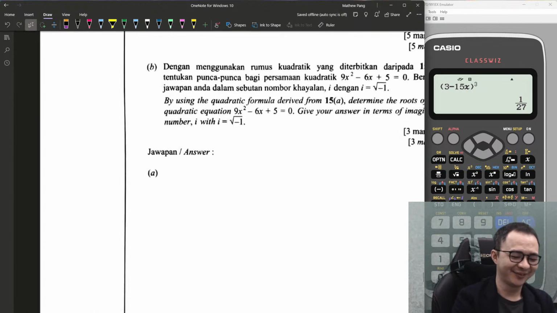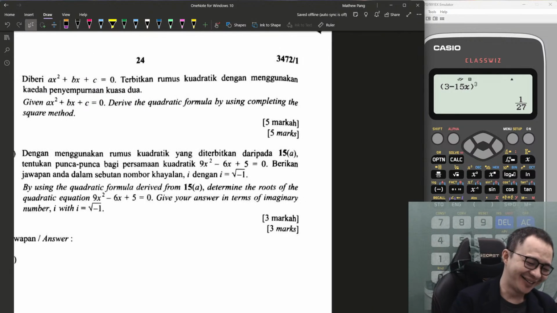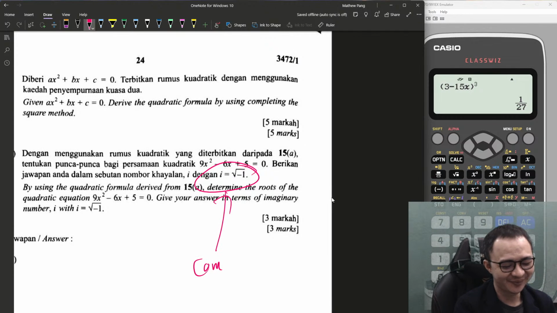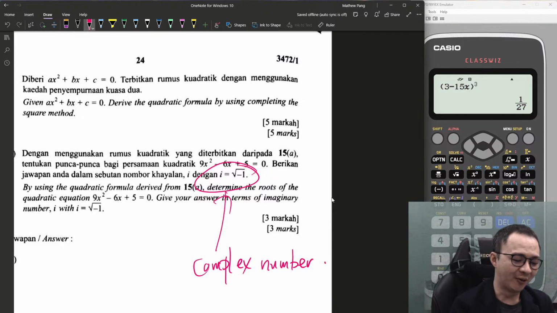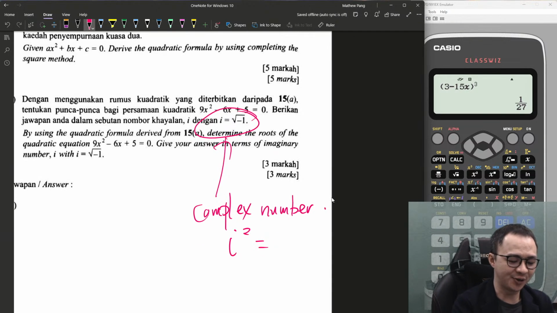And then add the complex number into here. Wow. Complex number. Well, for complex number, we know i squared equals negative 1. Therefore, i definitely equals square root of negative 1.